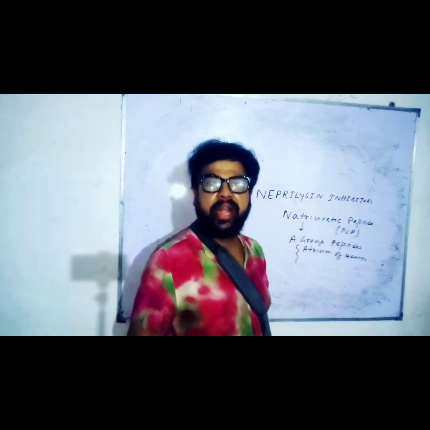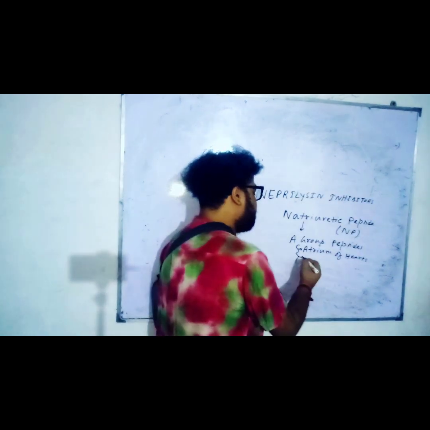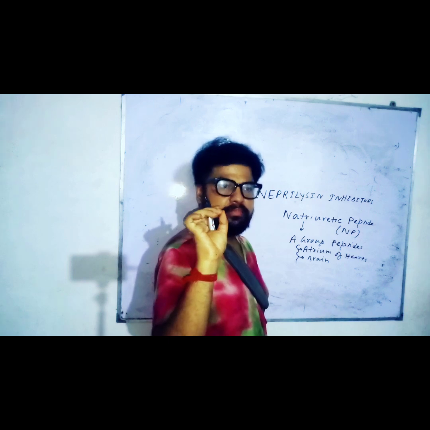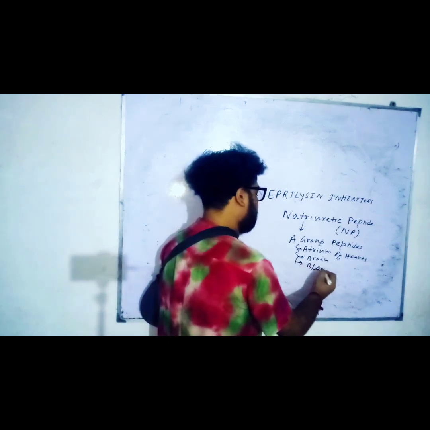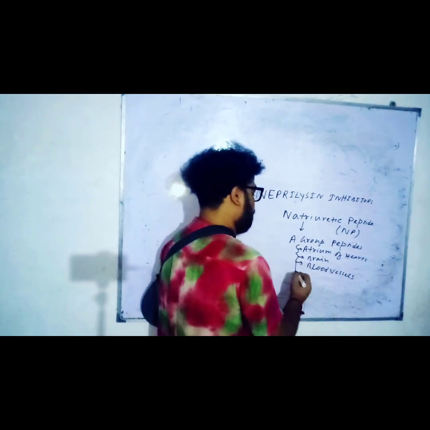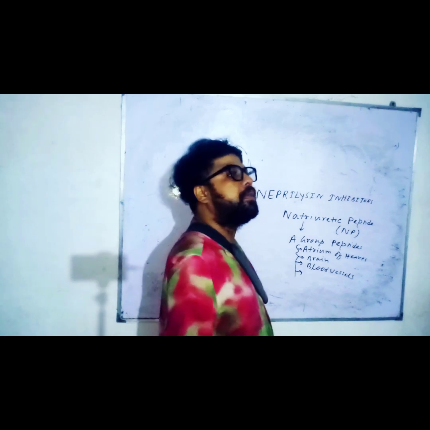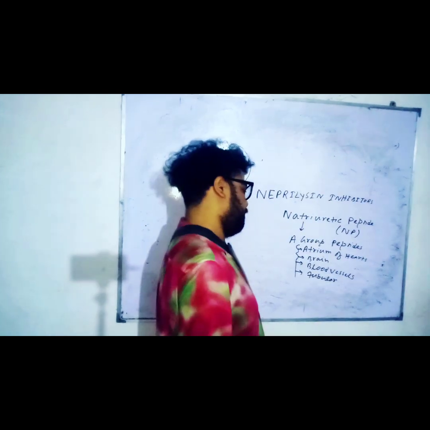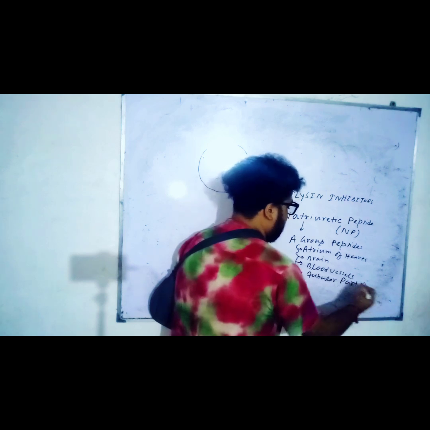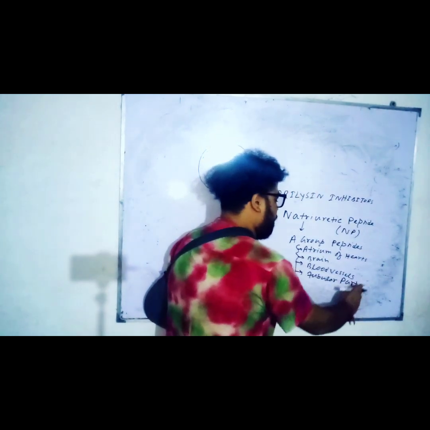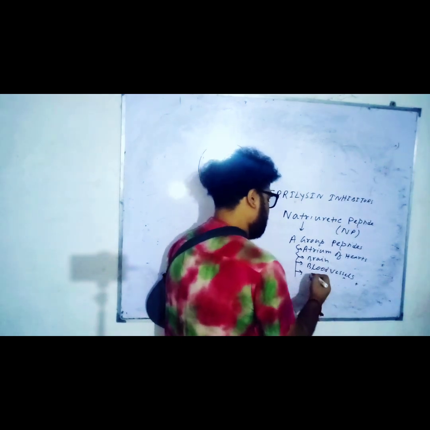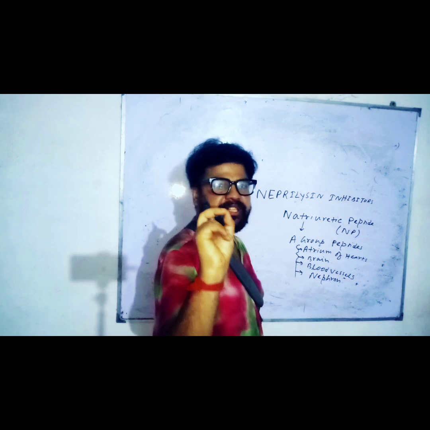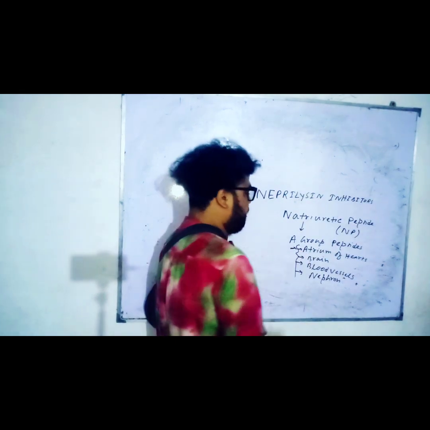They are synthesized in the atrium of the heart, in the brain, in the blood vessel, and in the tubular part of the nephron. Mostly the place of synthesis is the atrium of the heart.